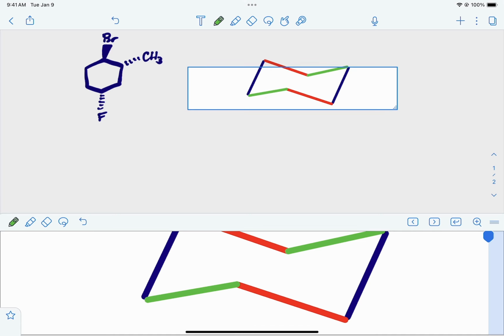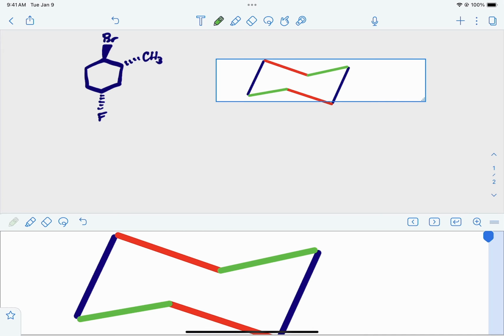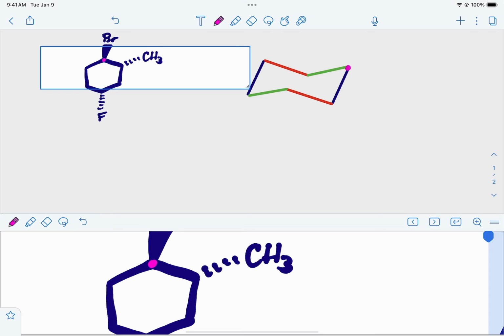All right. Now, I always like to start with this carbon. That's my favorite carbon, and I'll explain why in a minute, when we deal with it. So I'm going to arbitrarily assign that carbon to be this carbon. Okay, so that's going to be our bromine carbon.